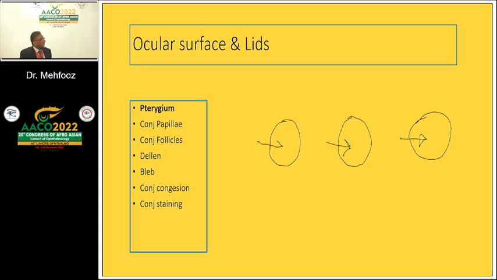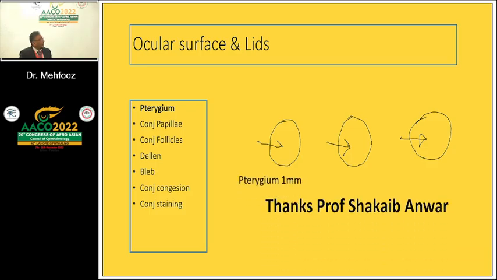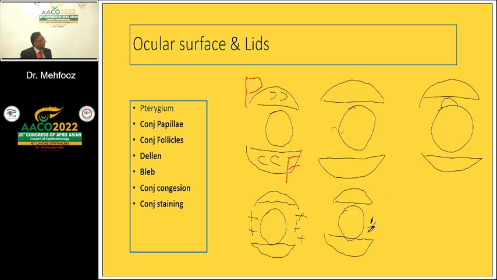This is for the pterygium. Pterygium with 1 arrowhead means a 1 millimeter pterygium, with 2 arrowheads means a 2 millimeter pterygium, and with 3 arrowheads means a 3 millimeter pterygium. So you can denote while drawing whether it's 1, 2, or 3 millimeter pterygium, and depending whether it's temporal or medial, you can draw it accordingly.